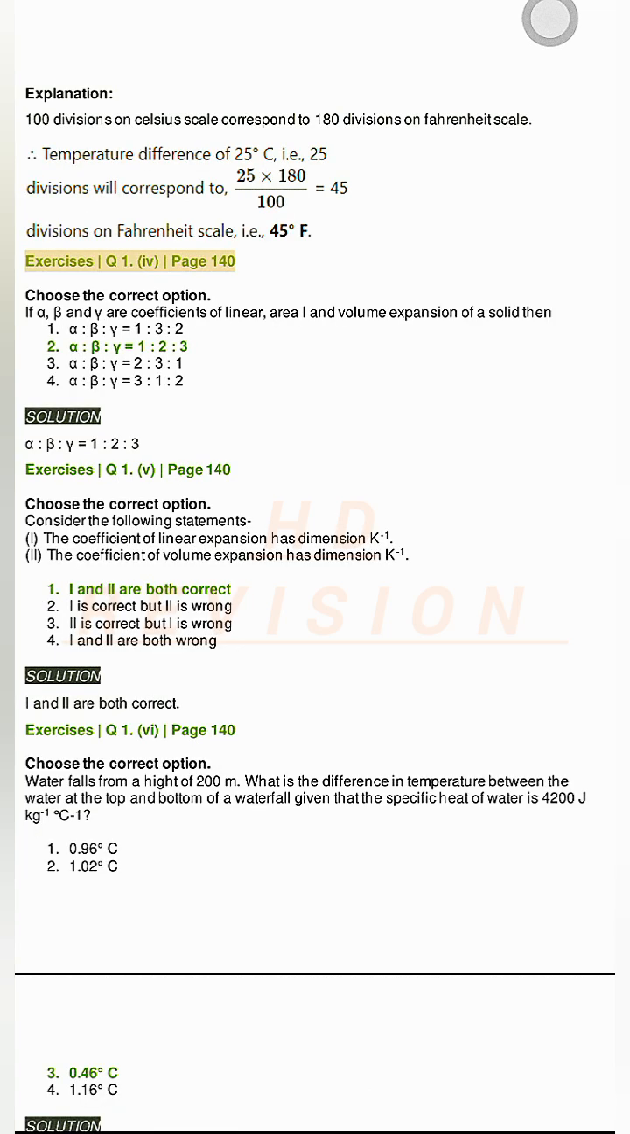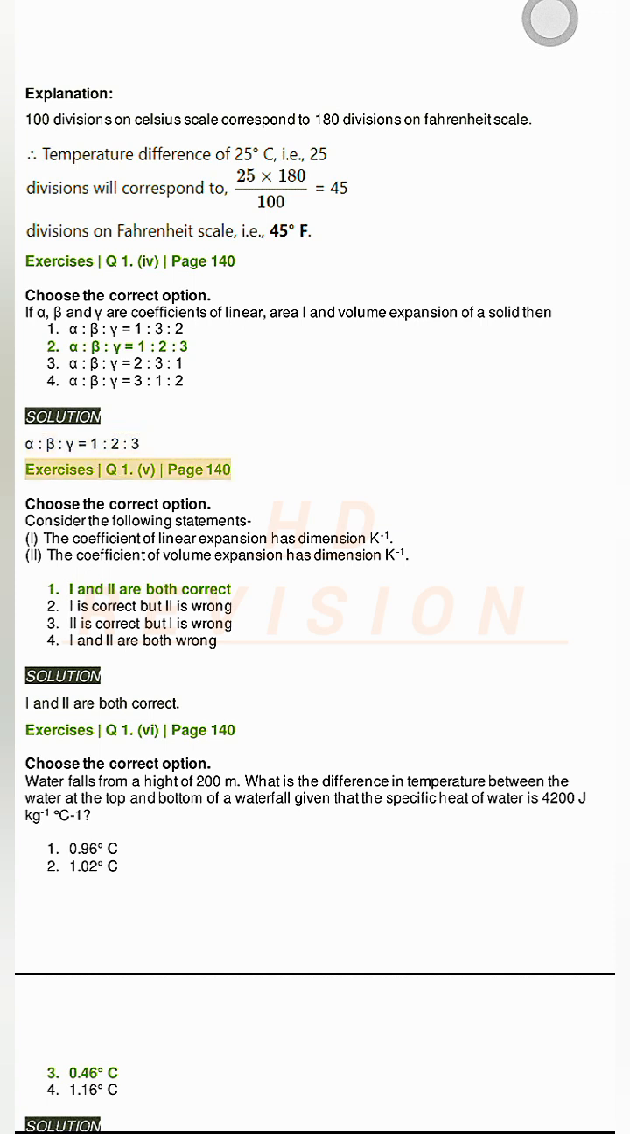Exercises Q1. IV, page 140. Choose the correct option. If alpha, beta and gamma are coefficients of linear, area and volume expansion of a solid, then: 1. alpha : beta : gamma equals 1 : 3 : 2, 2. alpha : beta : gamma equals 2 : 3 : 1, 3. alpha : beta : gamma equals 3 : 1 : 2, 4. alpha : beta : gamma equals 1 : 2 : 3. Solution. Alpha : beta : gamma equals 1 : 2 : 3.